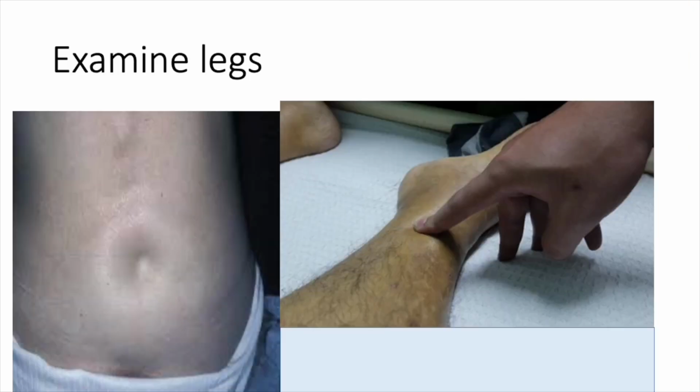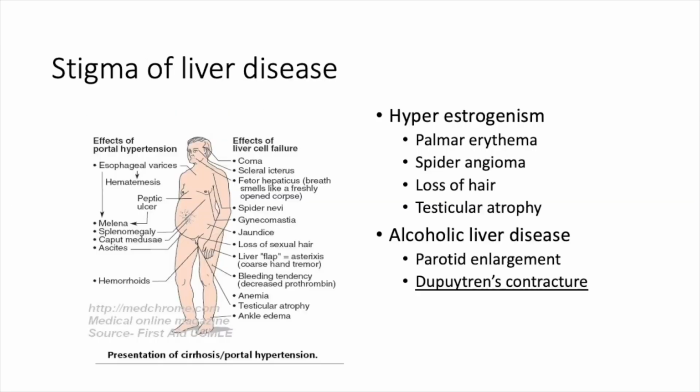Now you look at the legs, especially looking for dependent edema. Press above a bony point for 30 seconds and then palpate and see whether there is any dependent edema. Dependent edema in a patient with liver disease suggests cirrhosis. Or it may be due to hypoproteinemia, or the patient can have other conditions. So looking for edema is very important.